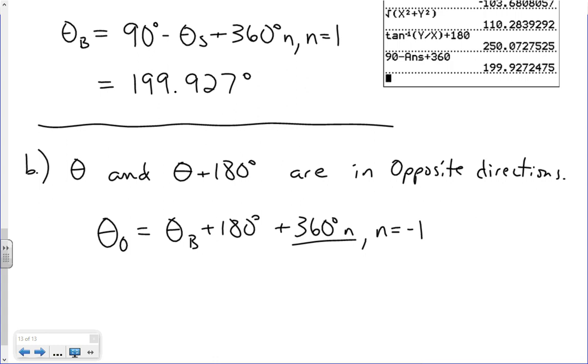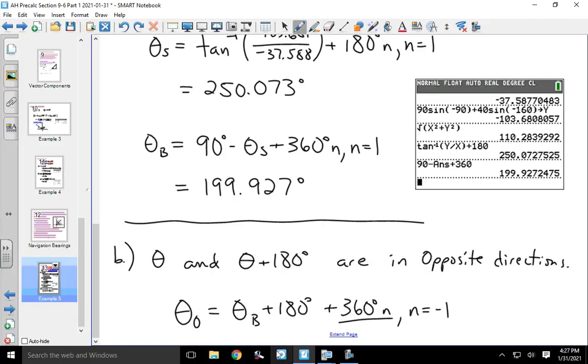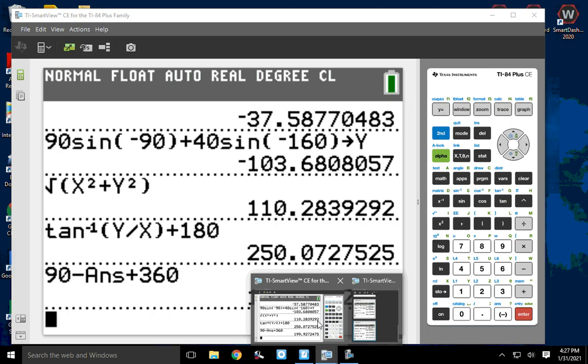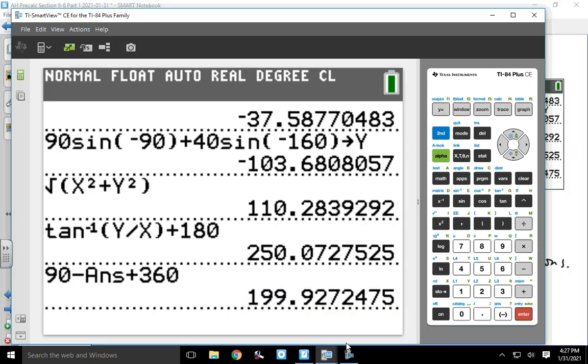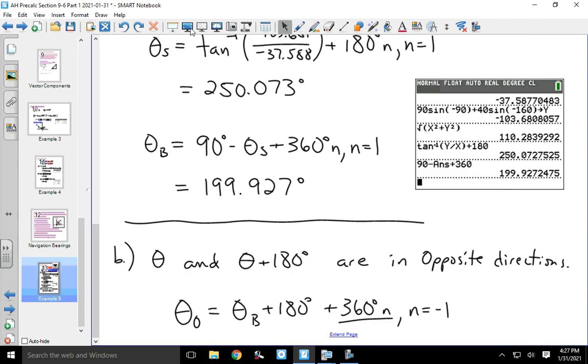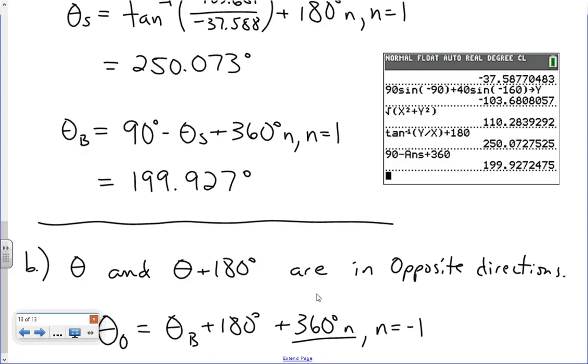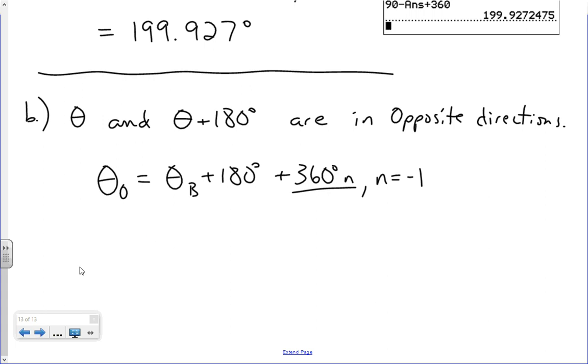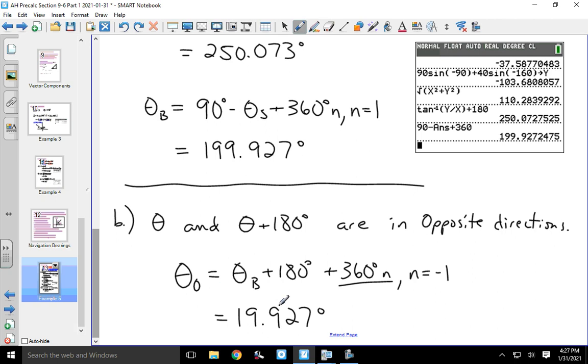And so what do we end up with? Well, actually, that we could probably do without our calculator, but we can run that through the calculator here. So if I take that answer and add on 180, but then I have to subtract 360 to get it back in the right window, 19.927 is the value that we come up with. All right, that right there is the second half here of section 9-6.